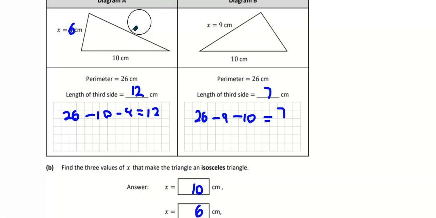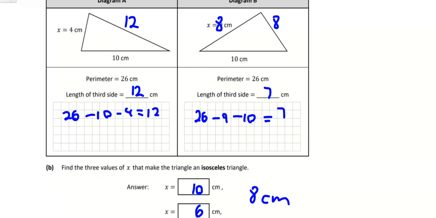Okay. Now we could also say that this side is 12. That side is 10. That's 22. Now, what can we do? Length of the third side is 7. Okay, guys. So imagine on this triangle we made this 8 centimeters. Once again, it has to add up to 26. So 8 plus 10 is 18, plus 8 is 26. So this one would also be an isosceles triangle. So the other answer is 8 centimeters.